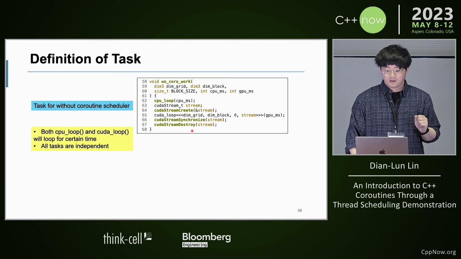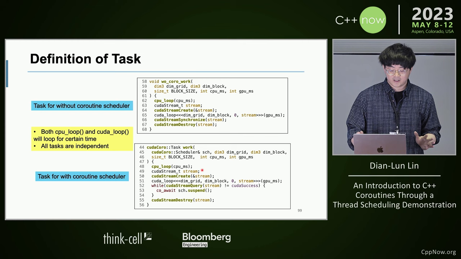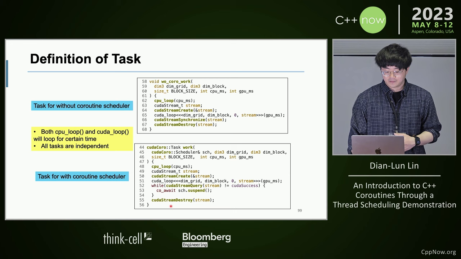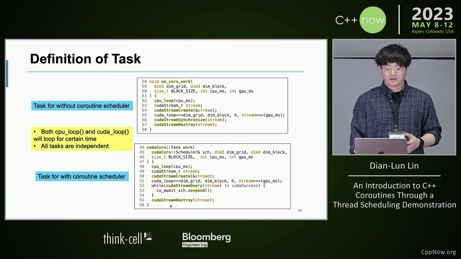And this is the test with the coroutine scheduler. It's the same, except I change the synchronize to this while loop, with the coroutine suspending and then going on to another task. And I will submit hundreds of tests here with the coroutine scheduler and measure the performance.